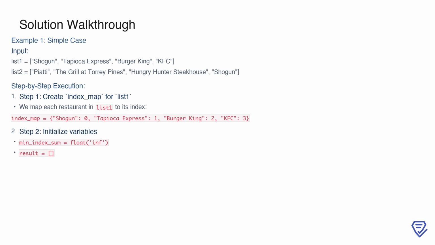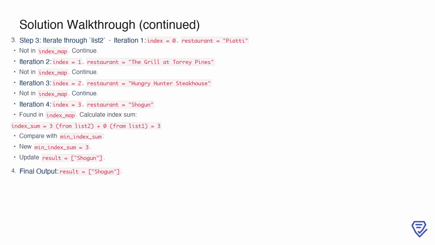Next, we initialize two variables, min_index_sum is set to infinity as a placeholder for the smallest index sum we'll encounter, and result is an empty list that will eventually hold the restaurant or restaurants with the minimum index sum. Now, we iterate through list 2 to find common restaurants with list 1. In the first 3 iterations, we check Piatti, the Grill at Torrey Pines, and Hungry Hunter Steakhouse. None of these are found in index_map, so we simply move to the next restaurant.